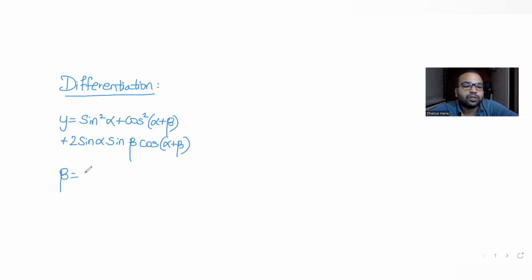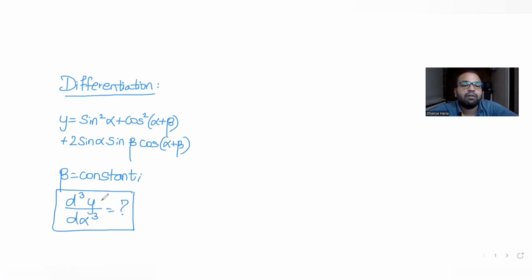We have been told that, keeping beta as a constant, we need to find the derivative of y with respect to alpha 3 times. So we need to find d³y/dα³, treating beta as a constant. Let's first try to simplify y, and then we'll differentiate it with respect to alpha.